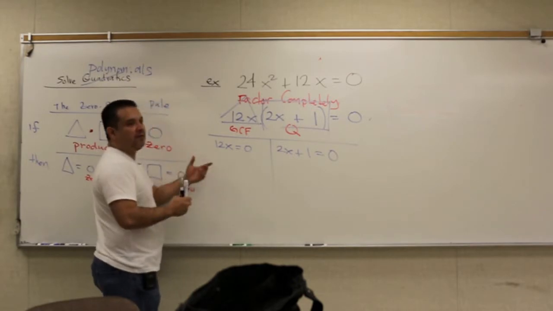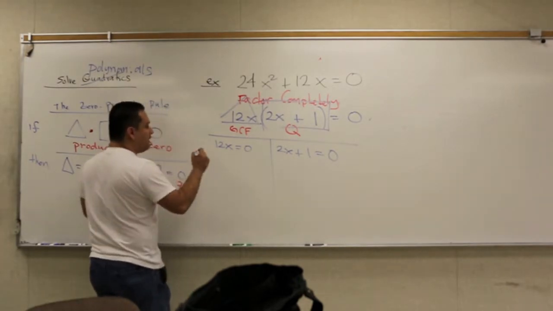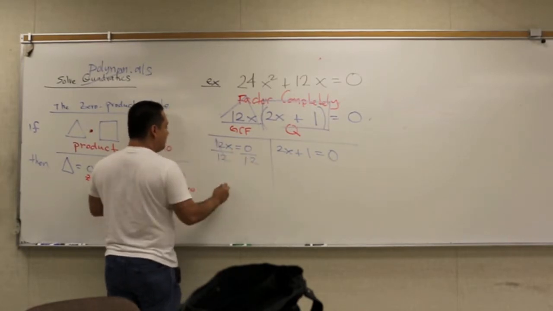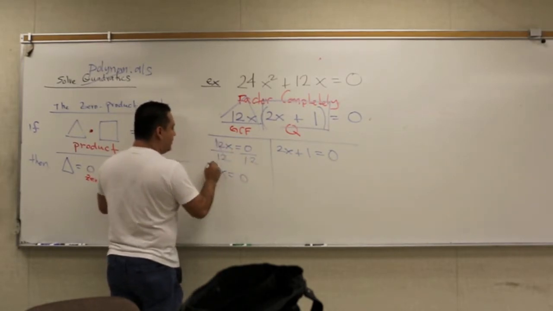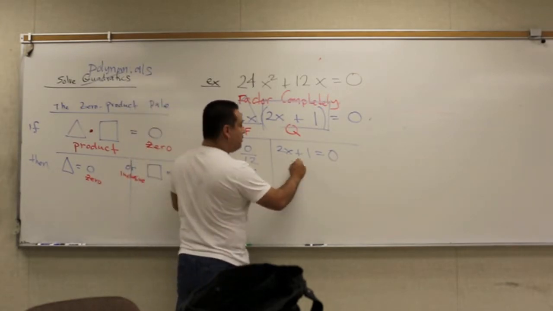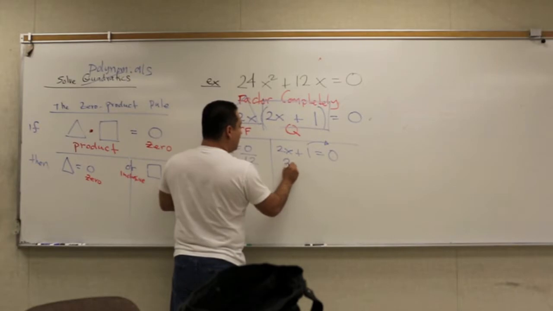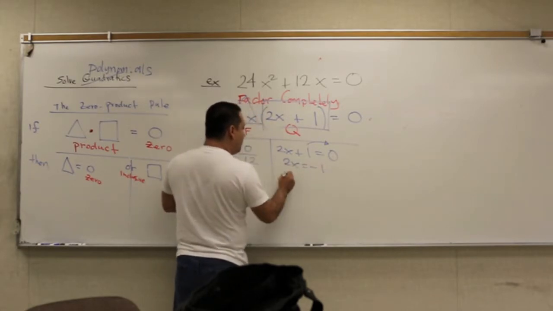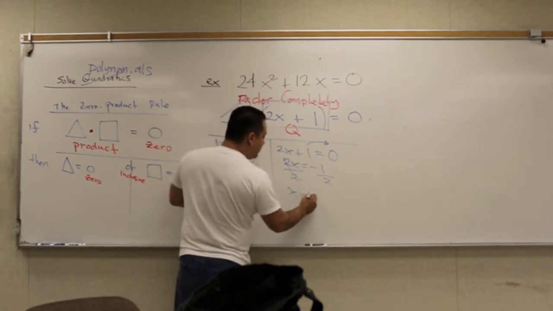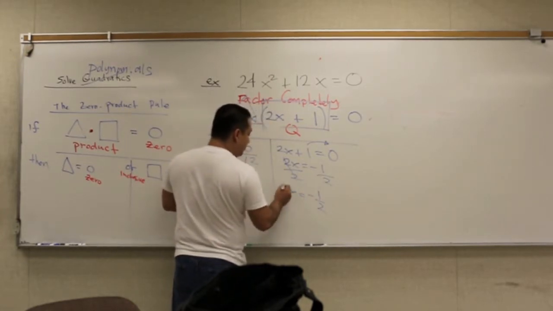Okay, could you guys solve this here? Yeah. Divide both sides by what? By 12. x is 0. Can you guys solve 2x plus 1 is 0? Translate the 1. I get 2x is negative 1. Divide both sides by 2. And I get x is what? Negative 1/2.